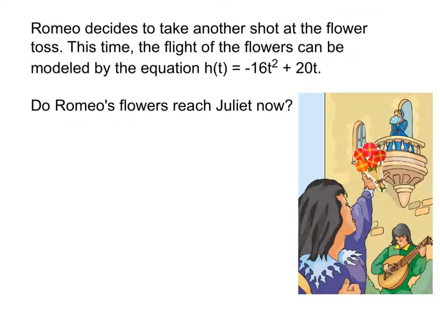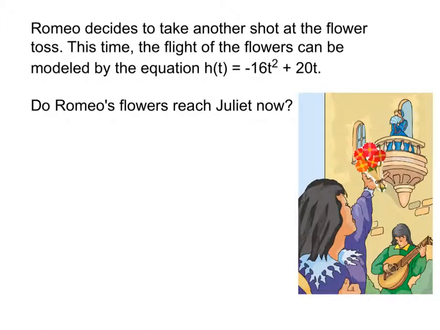Romeo is no quitter, so this time he alters his approach and decides that he will be throwing flowers that can be modeled by the equation h of t equals negative 16t squared plus 20t. The question is, do his flowers reach Juliet now? Once again, we're going to use the same approach. We're going to try to figure out the value at the vertex, both the t and the h, to figure out its height.